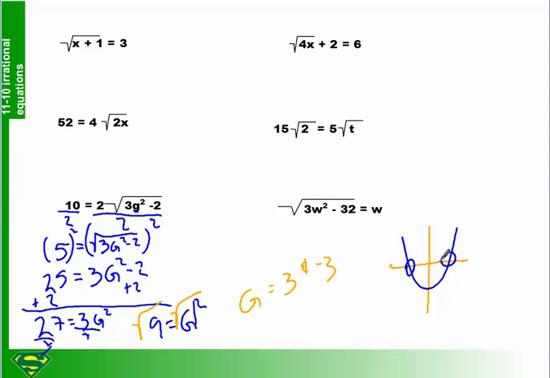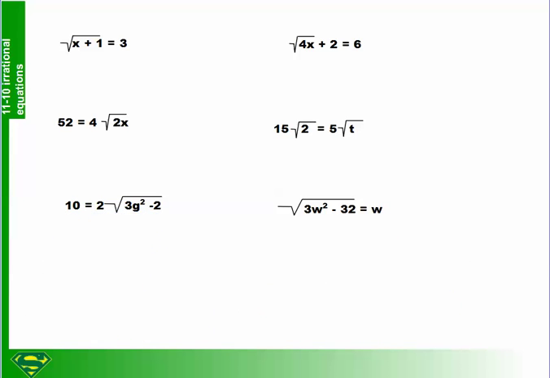All right. Finally, this last one. This one I'm going to solve using factoring. Just a little heads up. So what's the opposite of square rooting this thing? Squaring. So we're going to square both sides. So clearly we get 3w squared minus 32 is equal to w squared. Well, what am I going to do to both sides to get the w squareds together? You could just subtract w squared. Let's subtract w squared. What I do to one side, I do to the other.